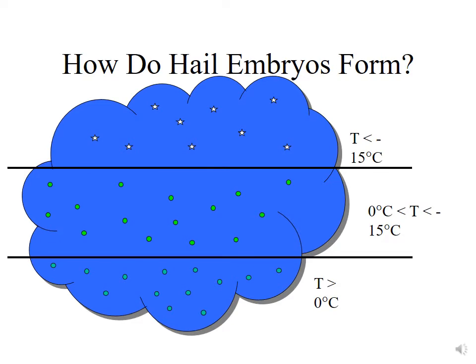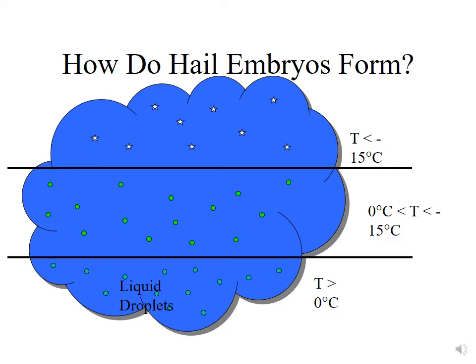So how do these hail embryos form? So here we have this hypothetical cloud. We've got the freezing level at the bottom of the cloud, where the temperature transitions from 0 degrees C to colder than 0 degrees C. We have the supercooled zone of the cloud, where the temperatures are between about 0 and minus 15 degrees C. And then we have the region of the cloud that's most likely to glaciate, which are the places where the temperature is less than minus 15 degrees C.